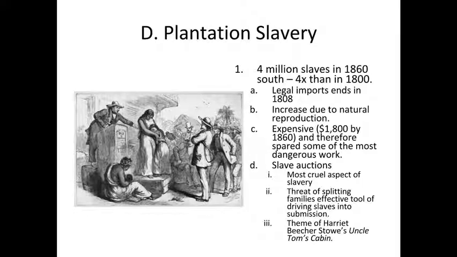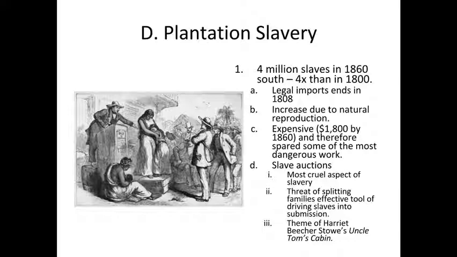But the increase is attributed to reproduction. So obviously the women that were brought over were used to basically be breeders for more slaves. So again, it is due to natural reproduction, not importation of slaves. So it was very, very expensive to own a slave. Each slave approximately cost $1,800 by 1860, and therefore were spared some of the most dangerous work.